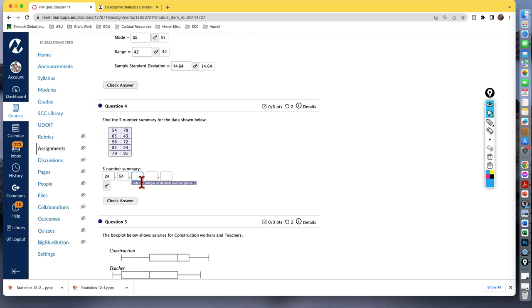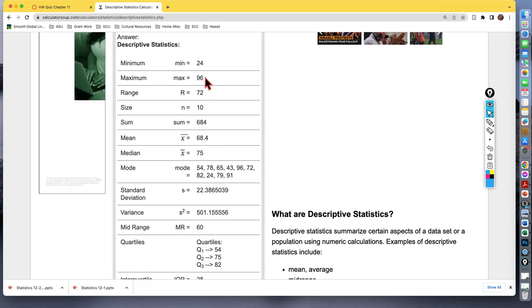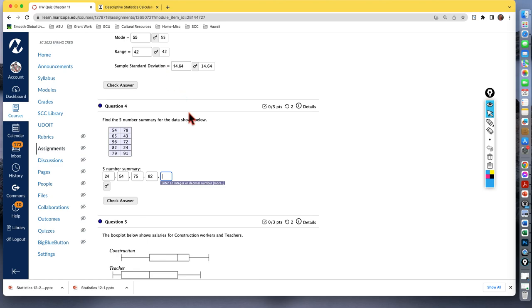54, 75, 82. And watch, the 75 is the median also, so when we go to the median, it's 75. You'll see that. That's the second quartile, another name for it. And then the maximum number is 96. So this type of calculator takes the tediousness out of it.